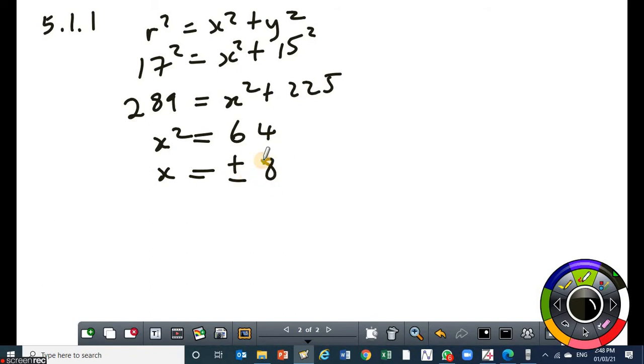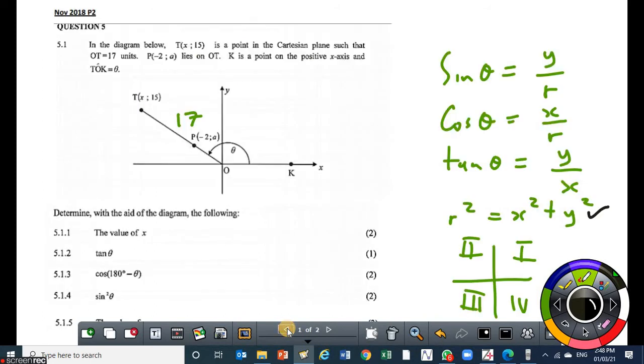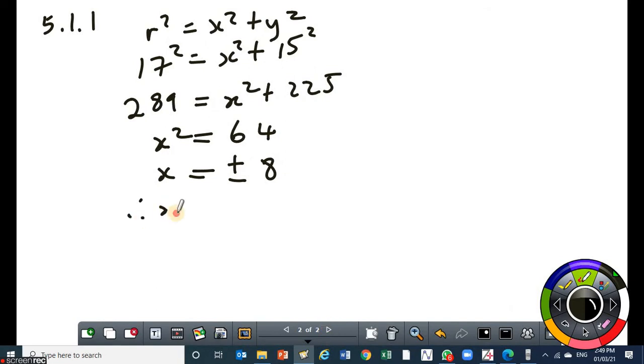Okay? There are two values of x. Now, you have to decide now which value is appropriate for point T. Okay? So if you go to the diagram, right, x is there. We are in the second quadrant, so x is negative. You have to use common sense. Okay? Therefore, x is equal to negative 8. Okay, once you get your x right, then the questions below 5.1.1 should be easy to answer using your knowledge of reduction formulae and so on. Right?